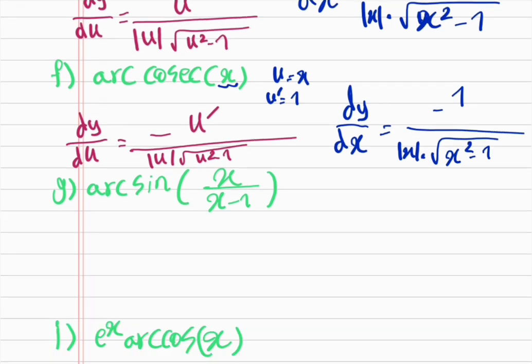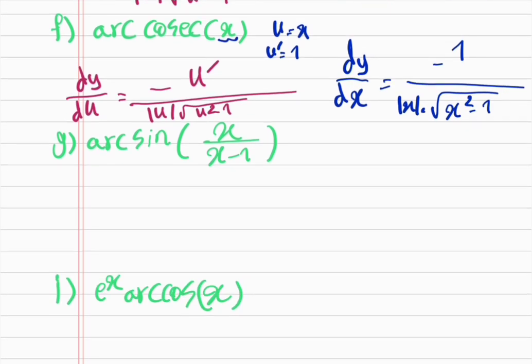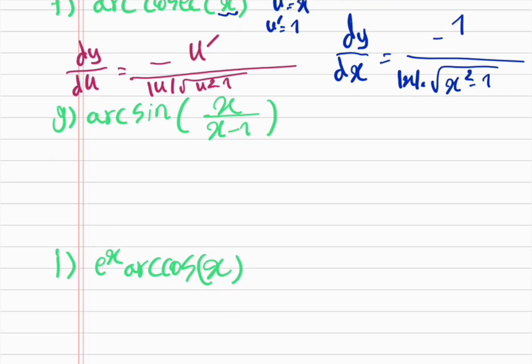And finally, g. Oh, we have one more, which is h. I forgot about that. So g is more interesting because we have the function x over x minus 1. And first, let's differentiate the inside function. So u is equal to x over x minus 1. So this is a simple quotient rule differentiation.